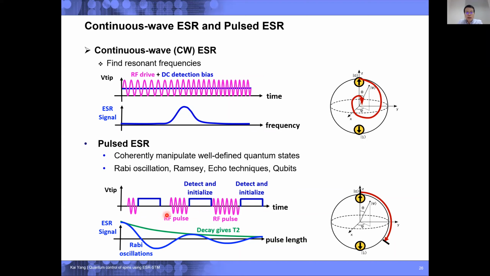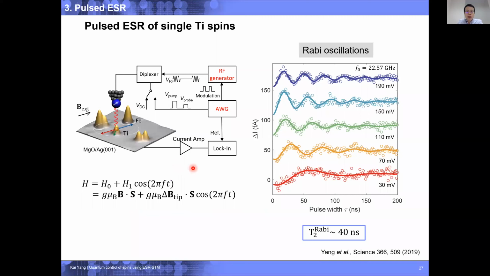And so this is because depending on the time durations of the microwave, we can rotate the spin from the initial state to different angles in the Bloch sphere. And so to implement the pulse ESR, we used an arbitrary waveform generator to electronically gate the microwave generator so that we can control the width of the microwave. And then we detect the change of the tunneling current through a lock-in amplifier.